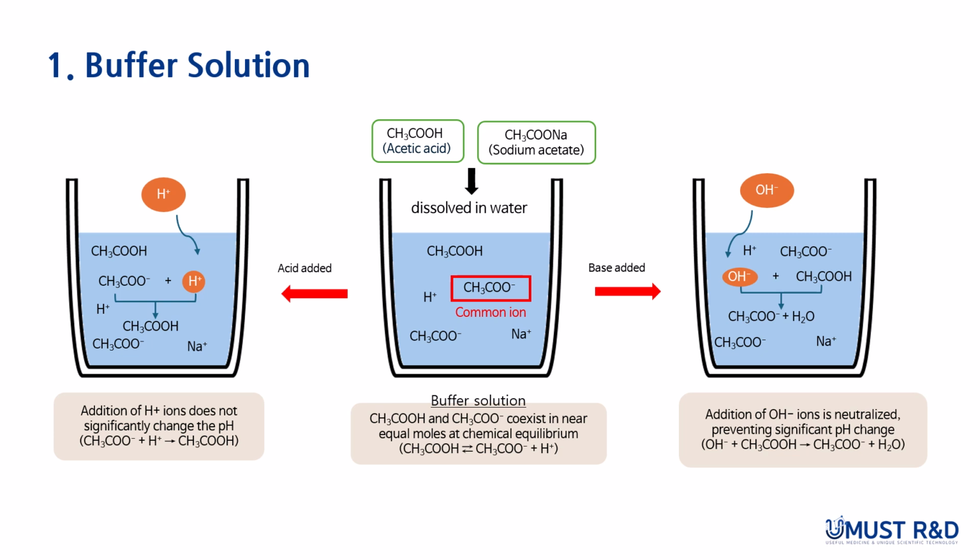When an acid is added, the acetate ions from sodium acetate combine with the added hydrogen ion to form acetic acid. This removes the acid's hydrogen ions, preventing a significant change in pH. When a base is added, hydroxide ions react with the hydrogen ions from acetic acid to form water, preventing a change in pH.